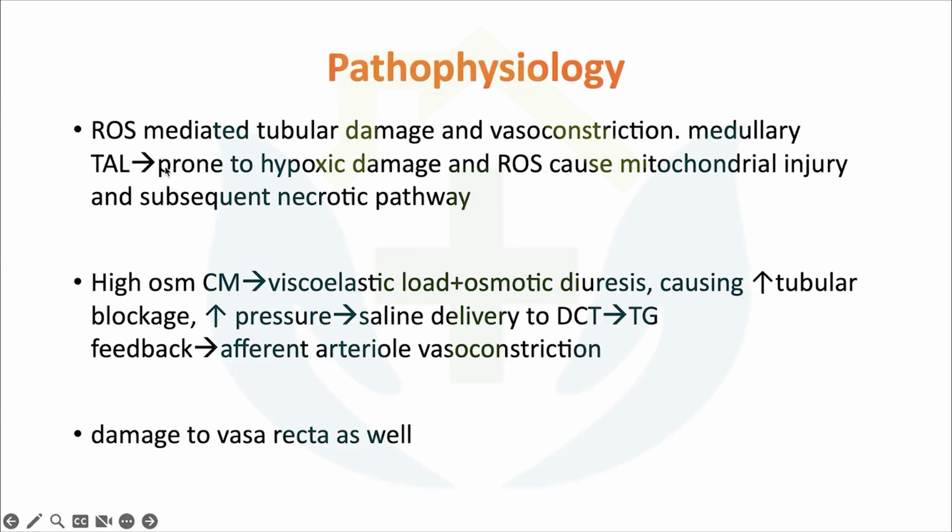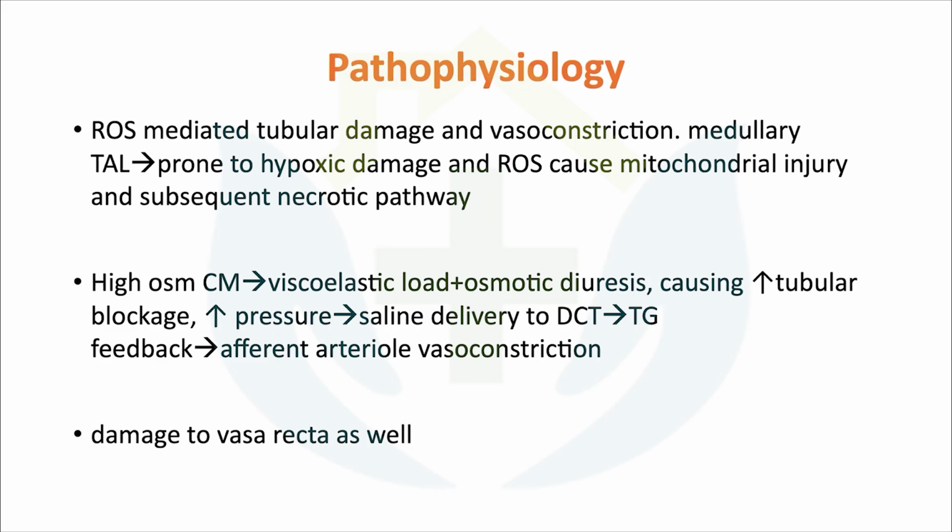Reactive oxygen species-mediated damage is very important for that purpose, and the segments which are higher in mitochondrial content, especially the medullary collecting ducts and the medullary thick ascending loop, are more prone to hypoxic damage. The higher osmolarity contrast media, as I said, have a viscoelastic and osmotic diuretic load. They cause tubular block and increase the intratubular pressure. They also mimic a scenario almost similar to a saline load to the distal convoluted tubule.